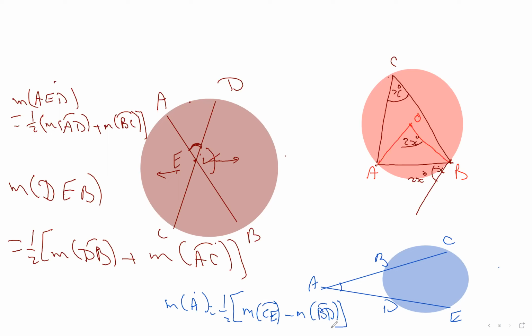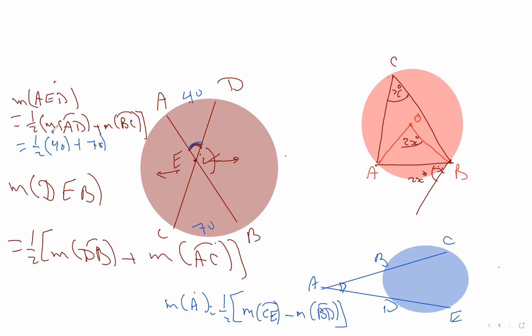So if the chords intersect inside the circle, then the measure of the angle formed by the intersection of the chords inside the circle equals half the sum of the opposite arcs. If the extension of the chords intersect outside the circle, then the angle formed by the intersection of the extension of these chords equals half the difference. For example, if this is 40 and this is 70, this angle will be half times 40 plus 70.